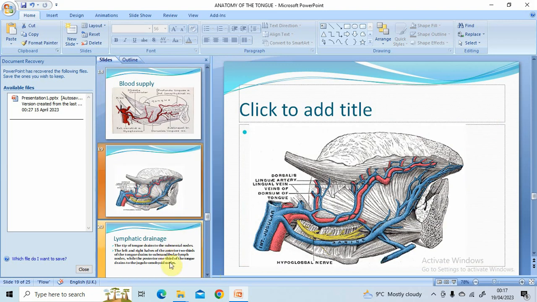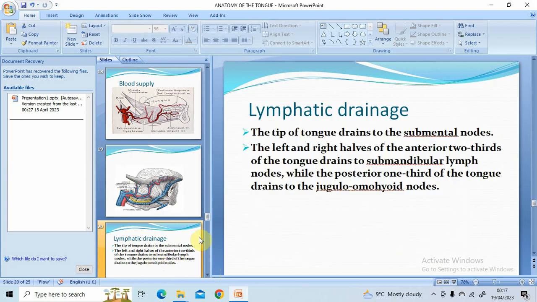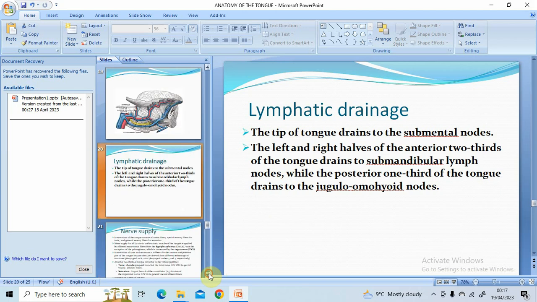Okay, this is actually the venous drainage. Sorry, let's talk about the lymphatic drainage. Okay, the lymphatic drainage.